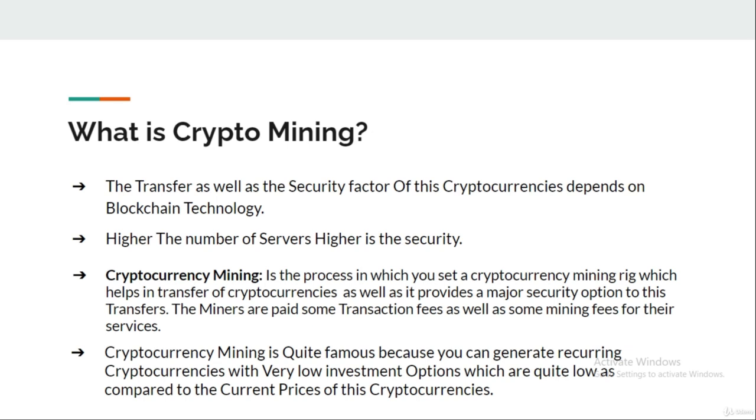Cryptocurrency mining is quite famous because you can generate recurring cryptocurrencies with very low investments. Even if you set up a mining rig, the investment is quite low as compared to the current prices of these cryptocurrencies. So, mining is the easiest way of getting passive income in cryptocurrencies.